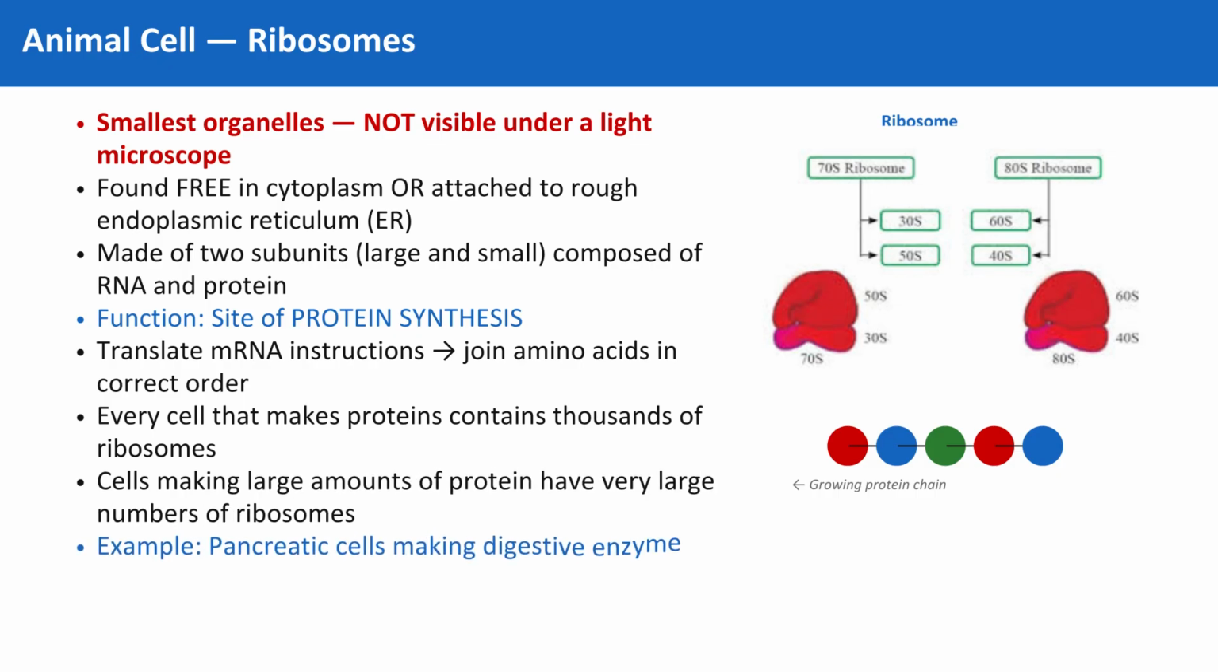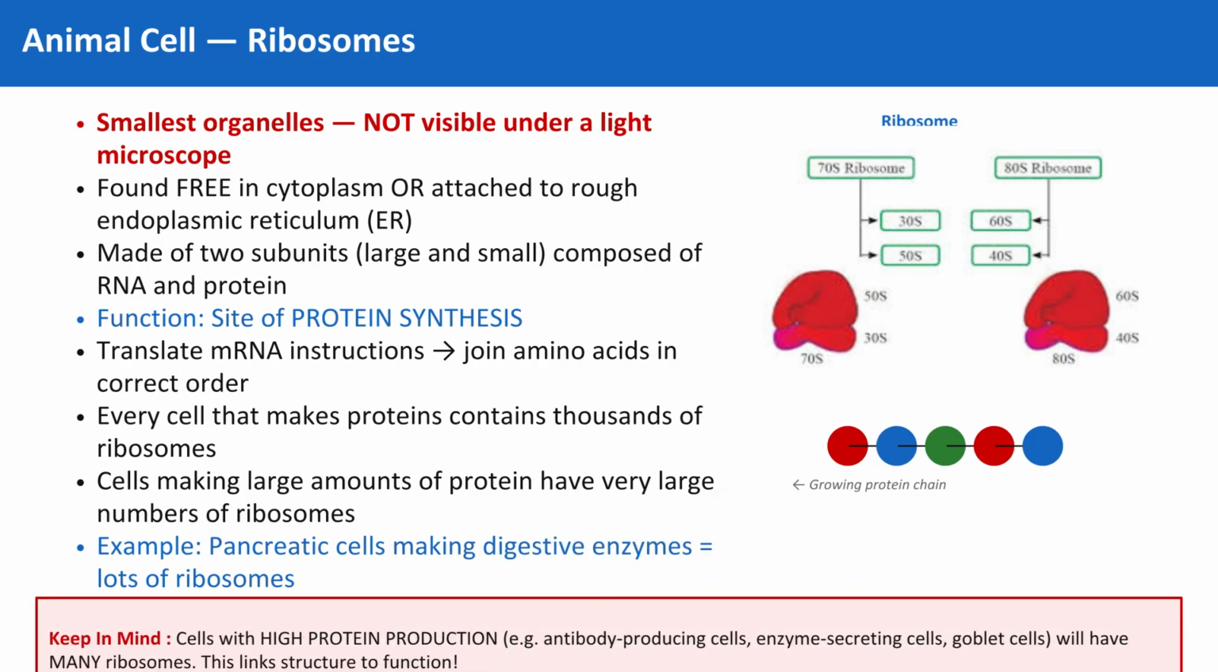Every cell that makes proteins has thousands of ribosomes. And here is the key link. Cells that produce large amounts of proteins will have very many ribosomes. For example, pancreatic cells make a lot of digestive enzymes, so they have a huge number of ribosomes. Always remember to link structure to function in your exam answers.